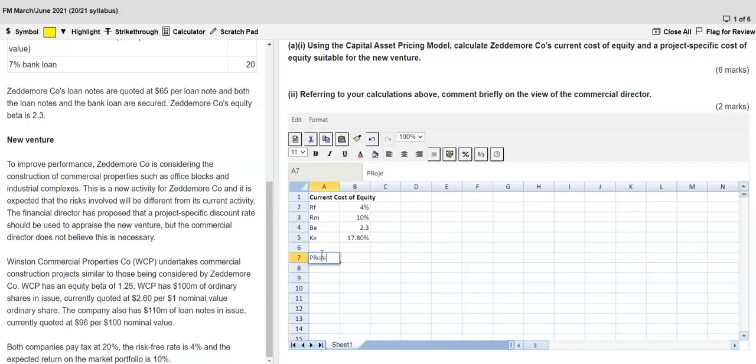Now let's calculate the project specific cost of equity. First of all, we need to work with the proxy company. So I'm assuming that the commercial company is a suitable proxy company. Ungear the beta equity of the company to calculate beta asset.